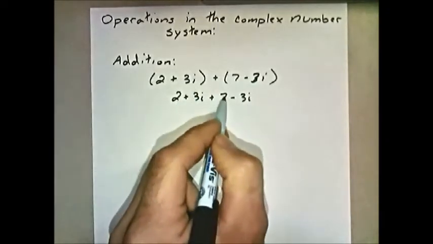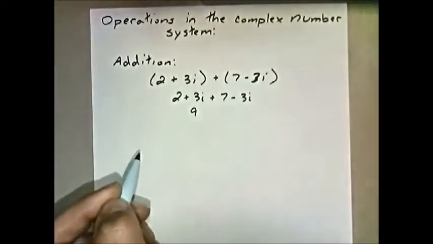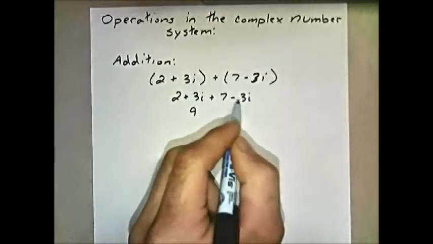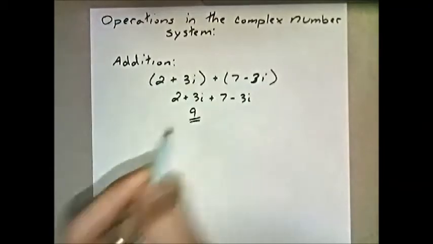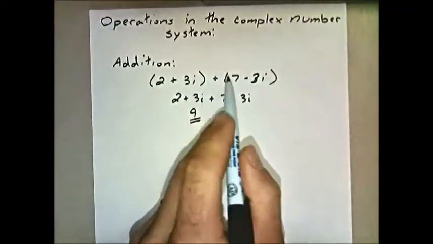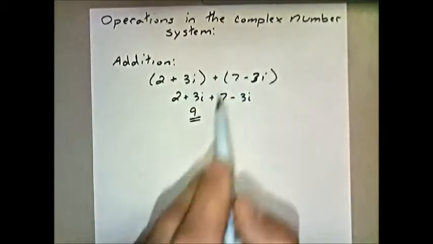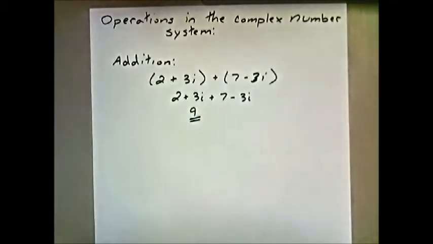So here we have 2 plus 7 as our real number, 9, and 3i minus 3i gives us 0 i's, so we leave it as 9. So within our complex numbers, we added two of them, and we ended up with simply a real number.